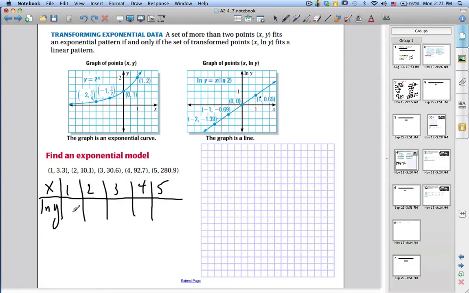So when I plug them into my calculator and get the natural log of 3.3, that's 1.19. The natural log of 10.1 is 2.31. The natural log of 30.6 is 3.42. The natural log of 92.7 is 4.53. And the natural log of 280.9 is 5.64.